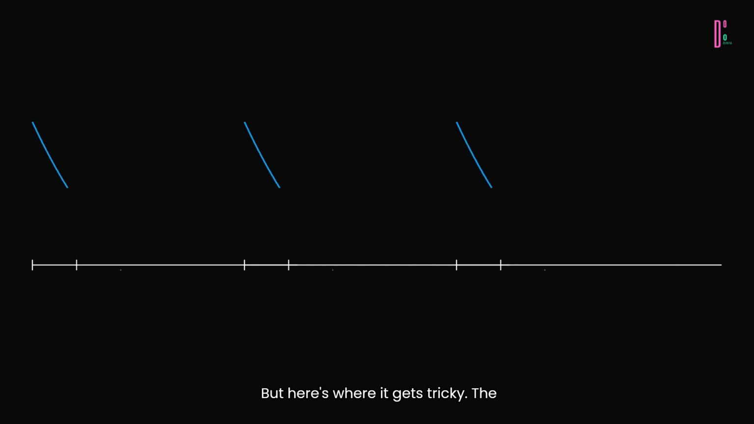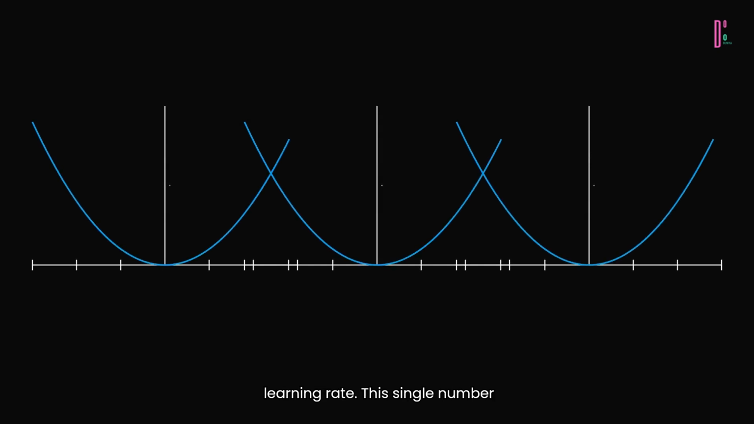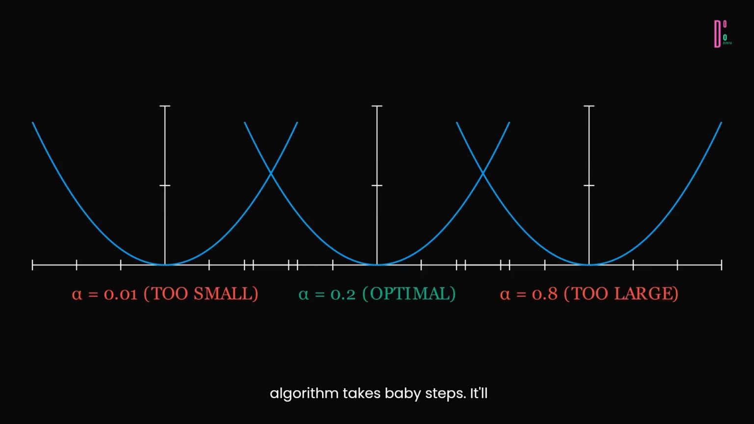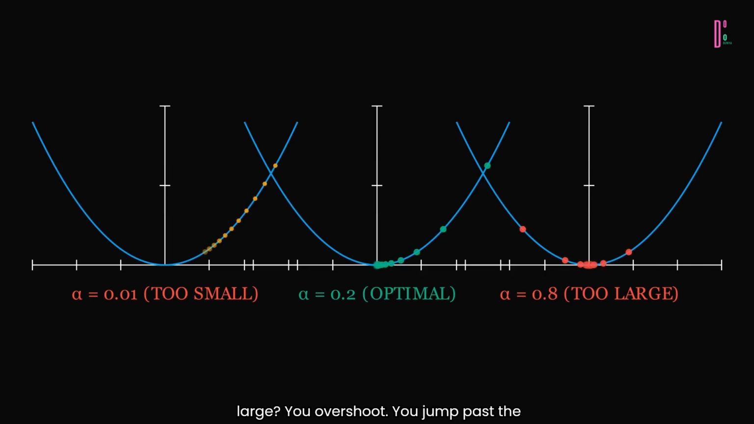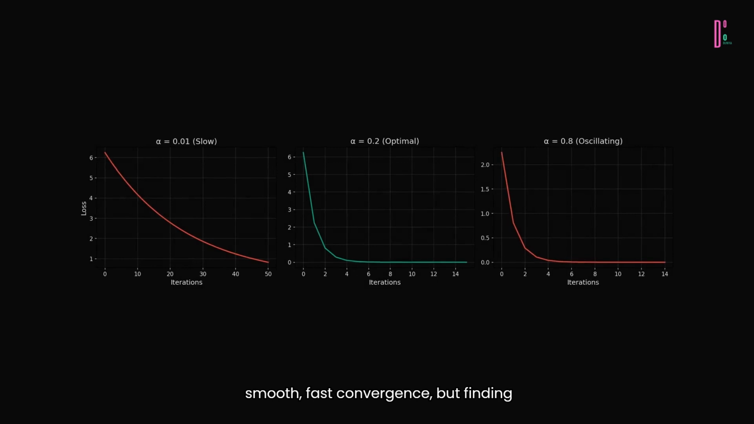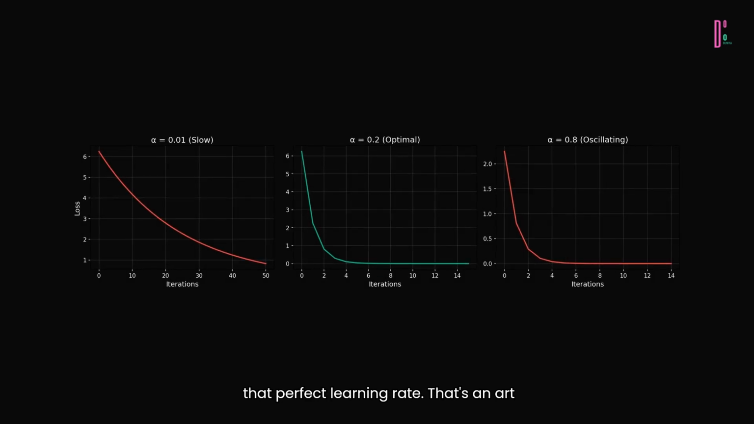But here's where it gets tricky, the learning rate. This single number controls everything. Too small, your algorithm takes baby steps. It'll eventually reach the minimum in 1,000 years. Painfully slow convergence. Too large, you overshoot. You jump past the minimum, then overshoot back, bouncing around like a pinball. You might never converge, or worse, diverge completely, shooting off to infinity. Just right, smooth, fast convergence. But finding that perfect learning rate, that's an art and a science.